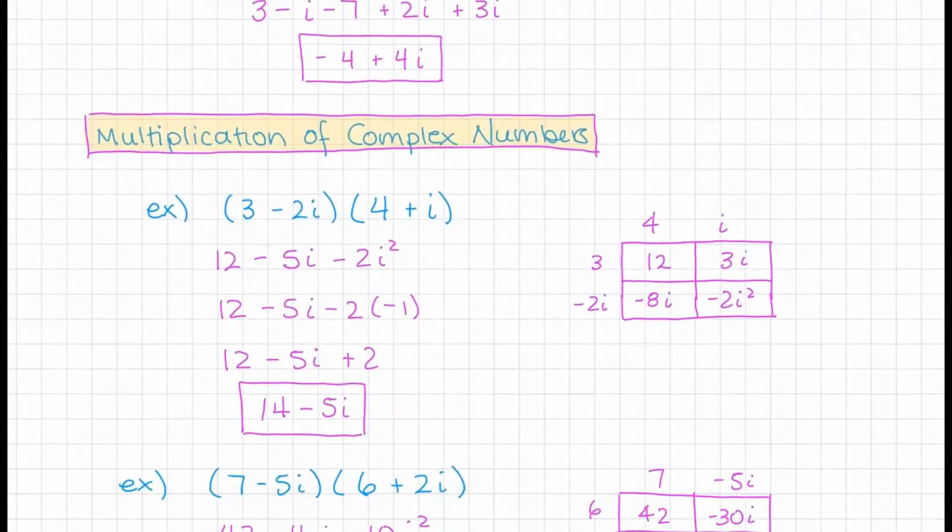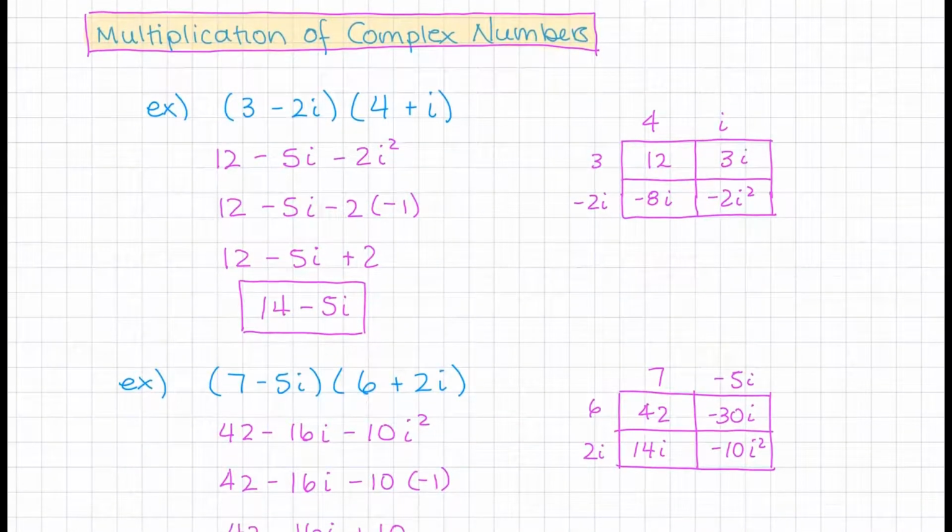The next one is multiplication, and that's not much harder. It's just a couple more steps. But the good news is it's very similar to working with variables again. So if I have 3 minus 2i times 4 plus i, be careful, a lot of students will mix up the addition with the multiplication. So there's no operation here. It's implied multiplication. So I just set up the boxes just like we would if that was an x. So 3 minus 2i and 4 plus i, and just multiply.